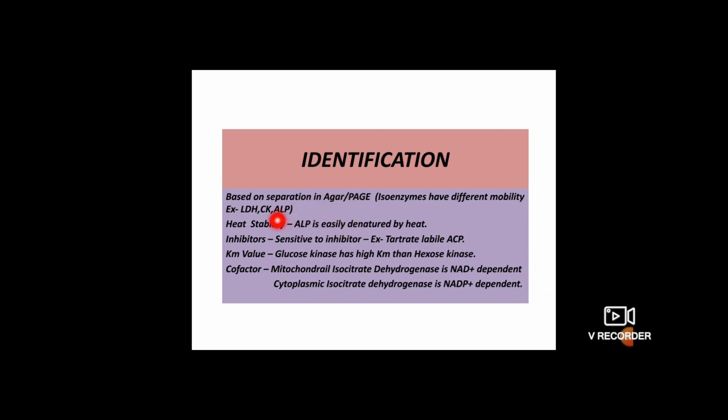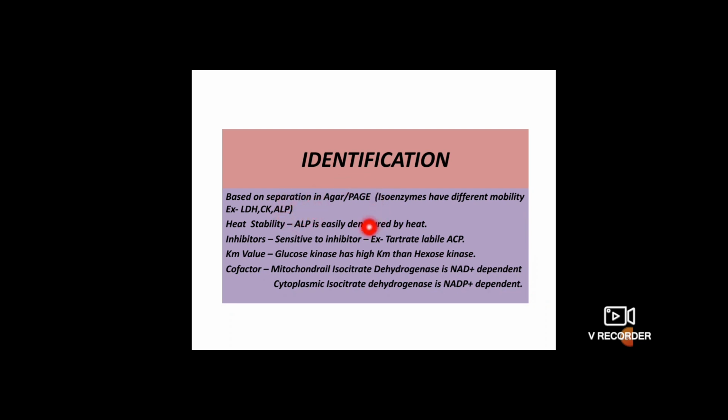For that, the first and foremost way of identifying is separation in agarose gel. Separation in gel means based on the molecular weight; protein has a weight which is measured in kilodaltons, and when you separate in PAGE or agar, mostly PAGE will do. PAGE is nothing but polyacrylamide gel electrophoresis. Based on their molecular weight, they will move different distances. Based on the distance moved, we can identify which subtype is there and which is increased.